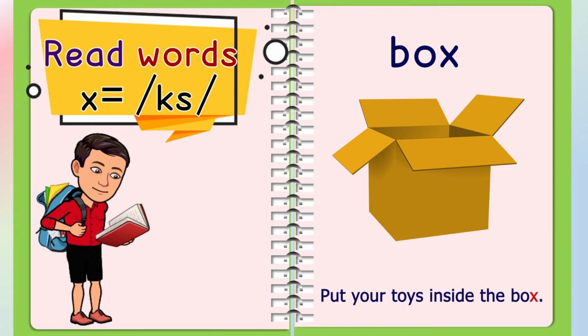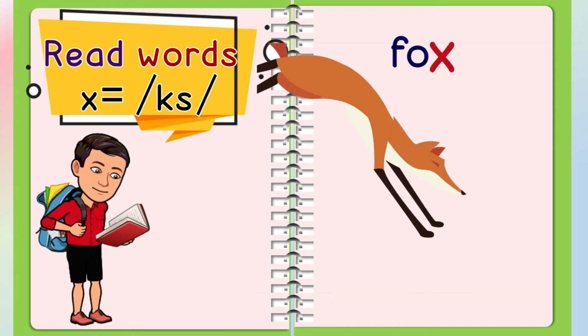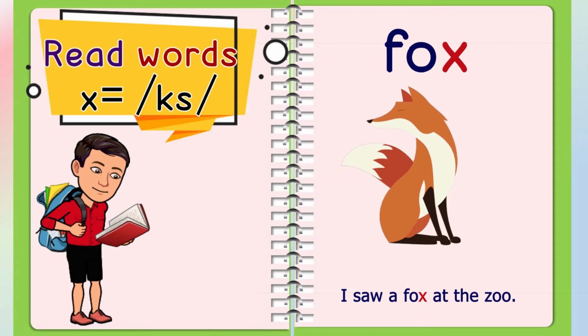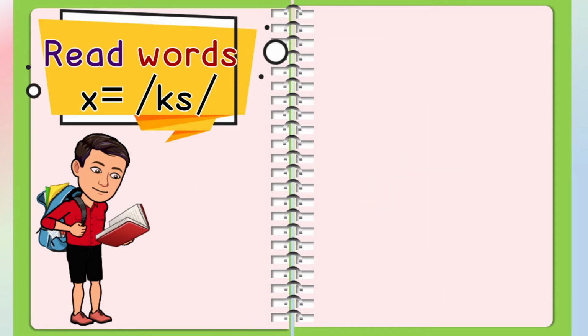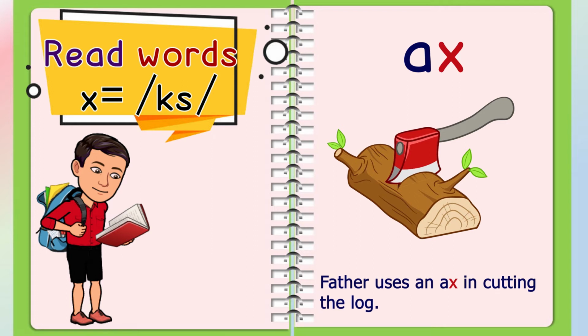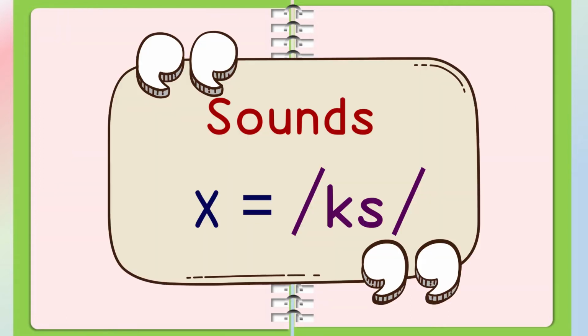Box. Put your toys inside the box. X, X. Fox. I saw a fox at the zoo. X, X. Ox. Father uses an ox in cutting the log. Always remember, kids, that letter X sounds like X.